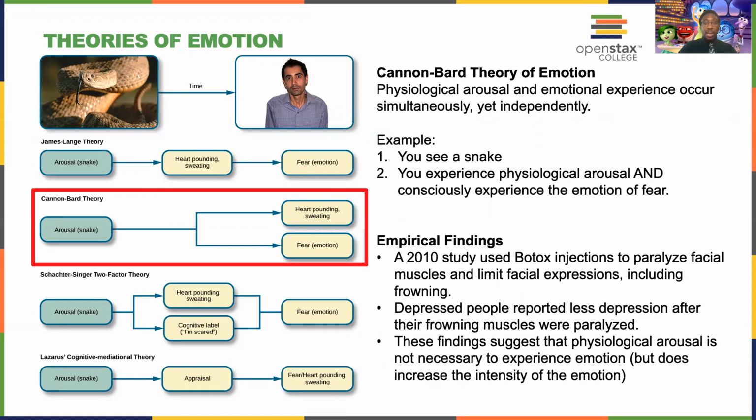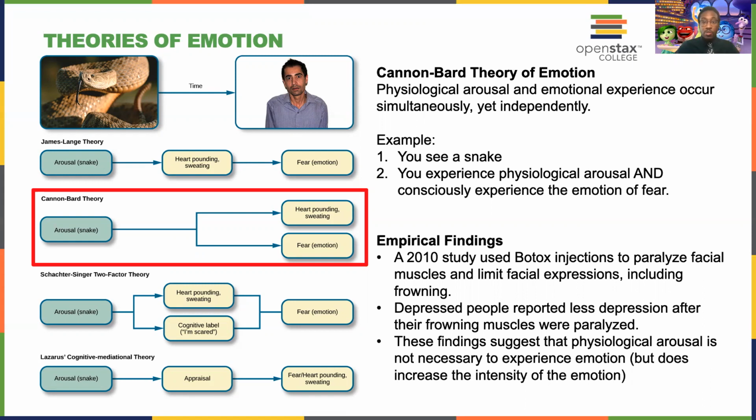The next theory is the Cannon-Bard theory, which takes a different approach. This one suggests that physiological arousal and emotional experience occur simultaneously, that they're independent processes, but they happen at the same time, that you don't need the heart pounding to happen first before you experience the feeling of fear. So you see a snake and you experience both of those, the physiological arousal and the emotion, at the same time. And there are some interesting empirical findings to support this notion.